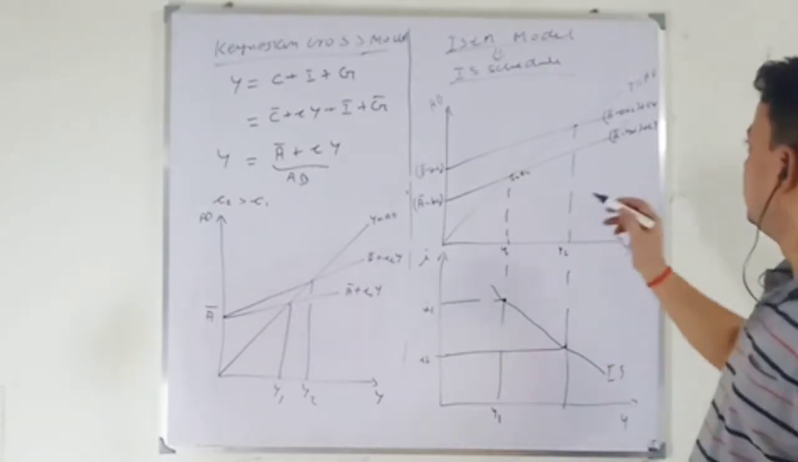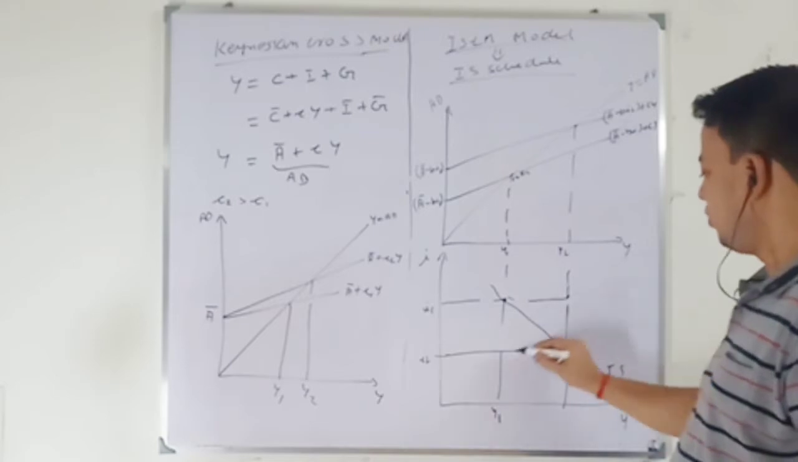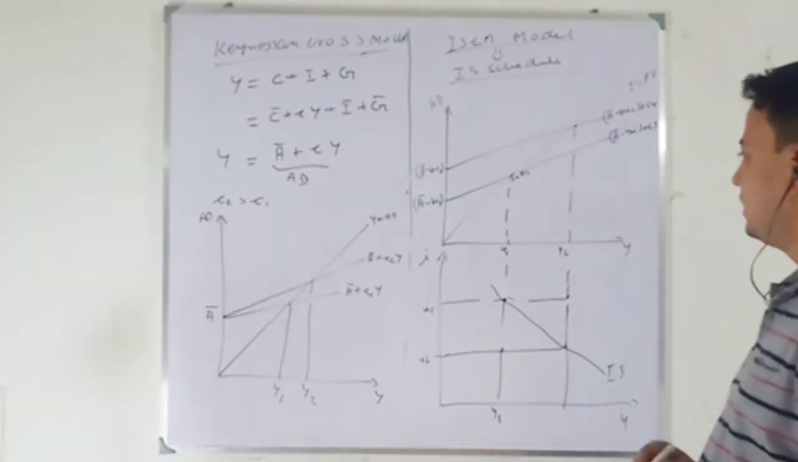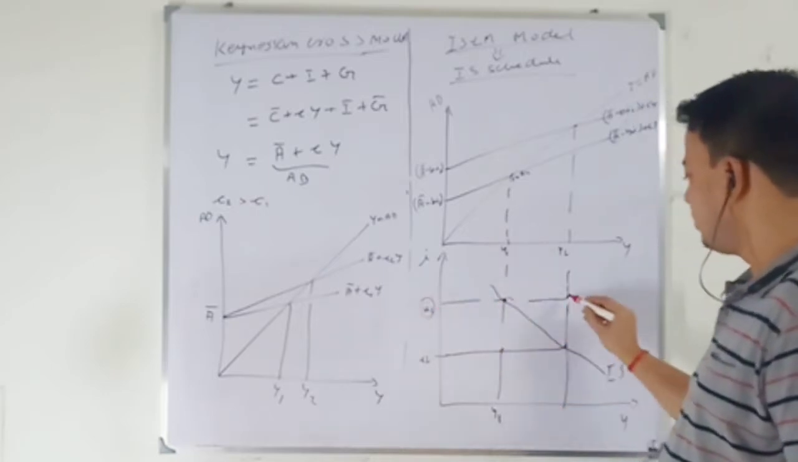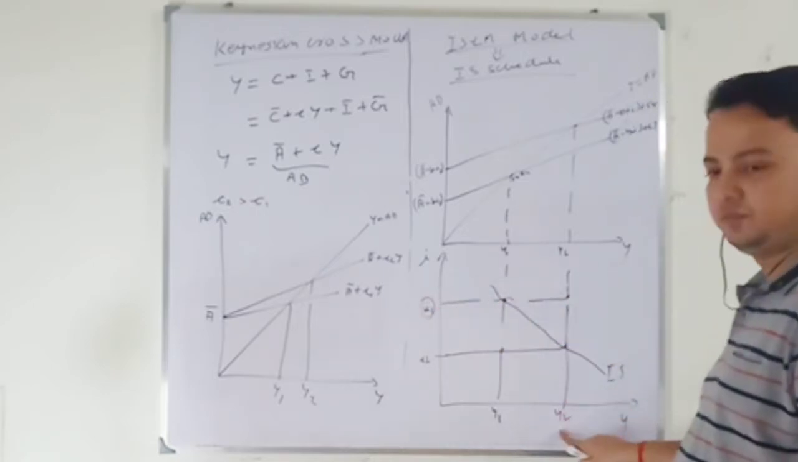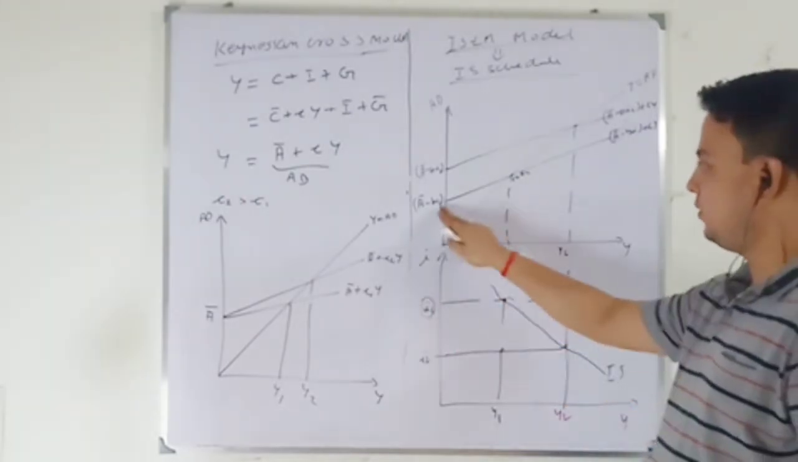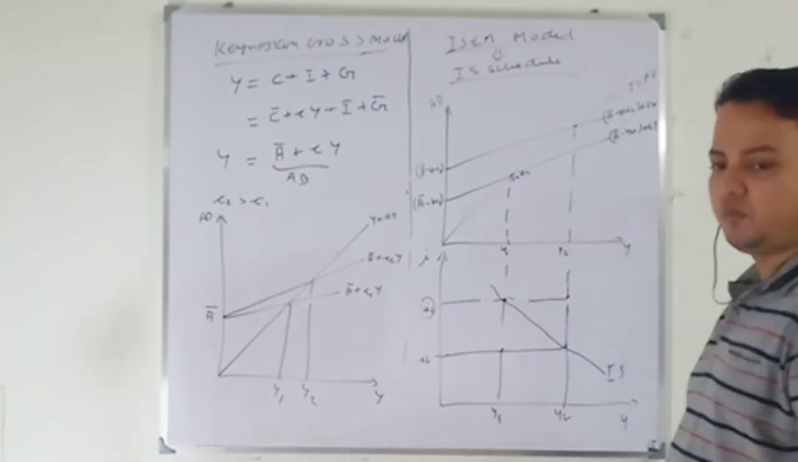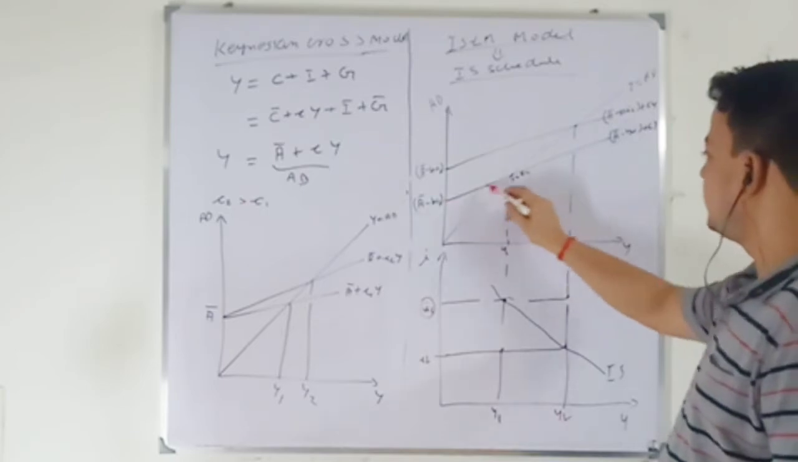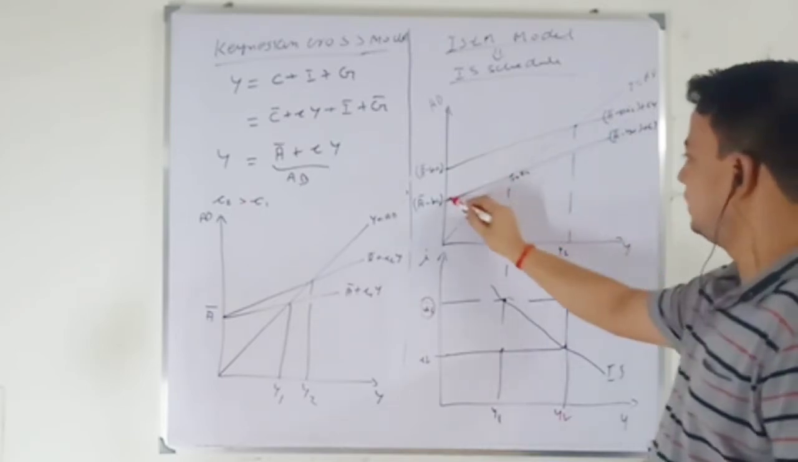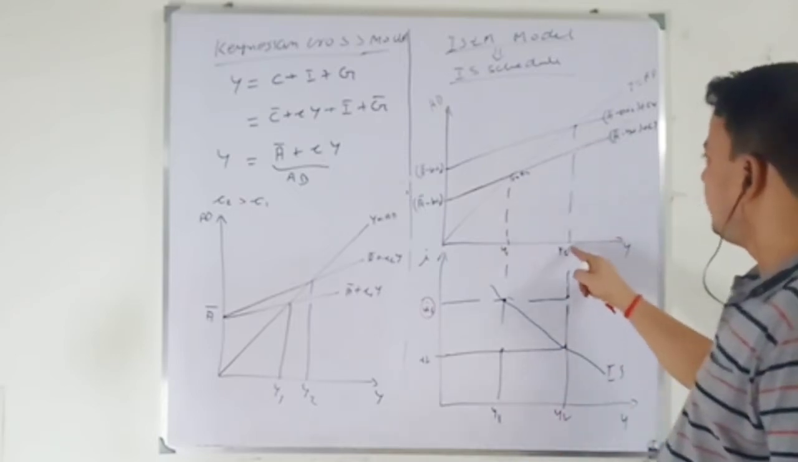Now next, I am talking about these two points. I say that if your rate of interest is I1, is it possible to have an income level of Y2? That possibility we want to look at. If your rate of interest is I1, can I have an income level of Y2? So let's look at the possibility. When my rate of interest is I1, this is my aggregate demand, and suppose income level is Y2.